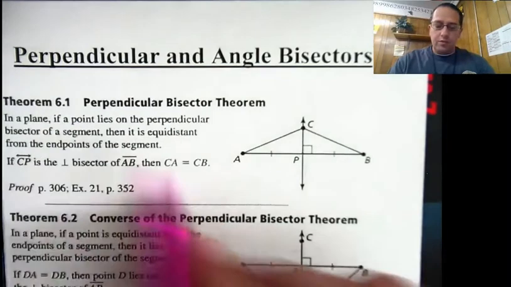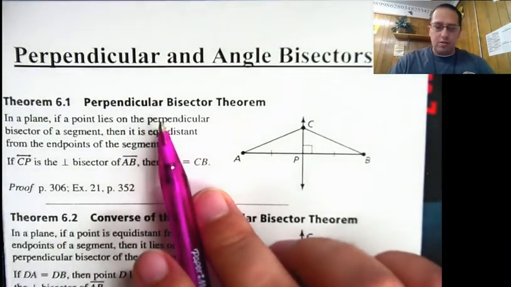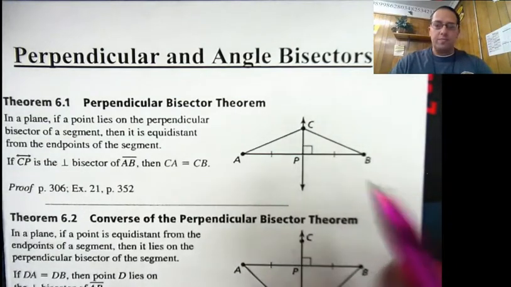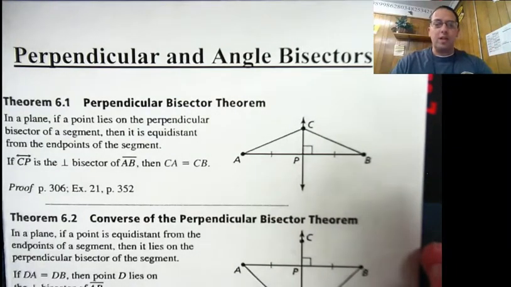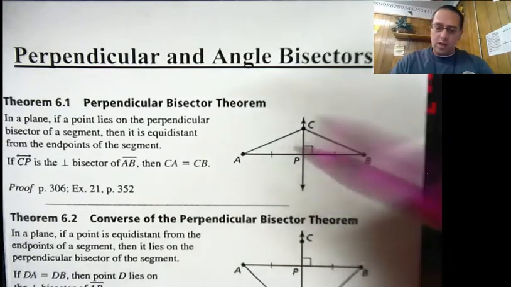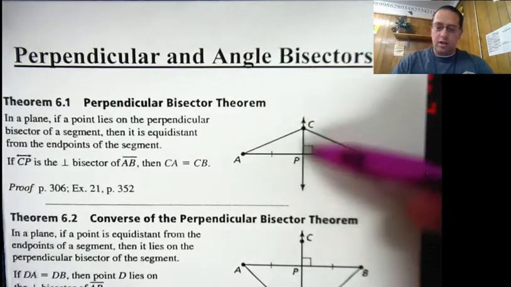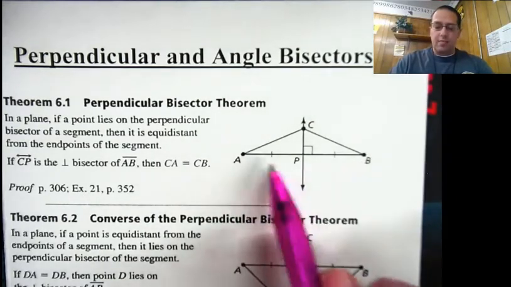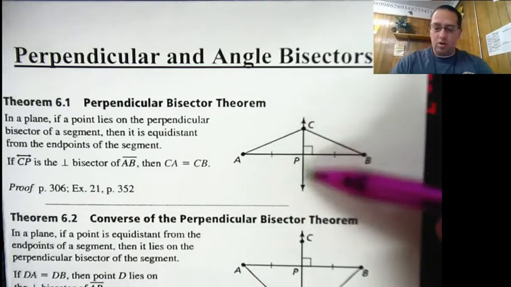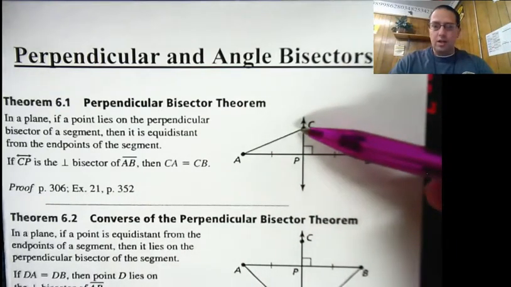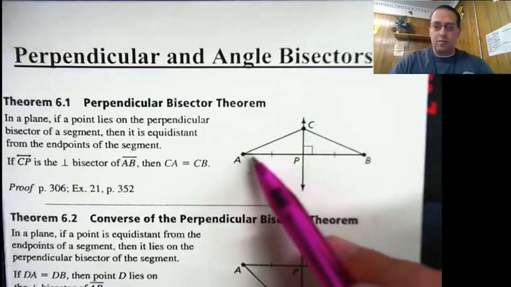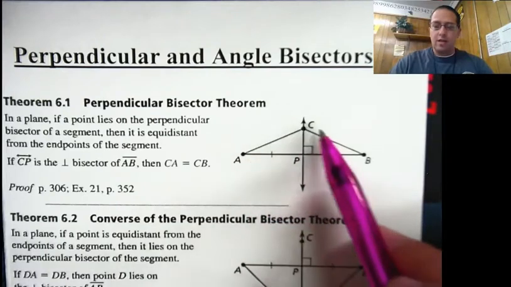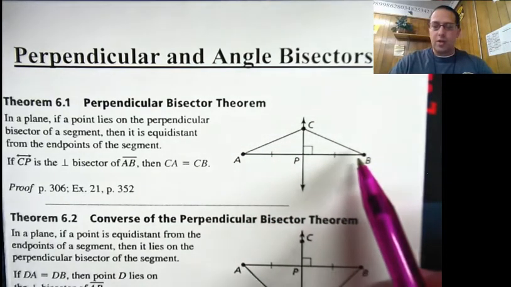Now, first we have the perpendicular bisector theorem, which says that in a plane, if a point lies on the perpendicular bisector of a segment, then it is equidistant from the endpoints of the segment. So what that means is we have this line right here, line CP. That is the perpendicular bisector of segment AB. So any point on line CP is going to be equidistant from point A and point B, which means that segment CA is going to be the same length as segment CB.